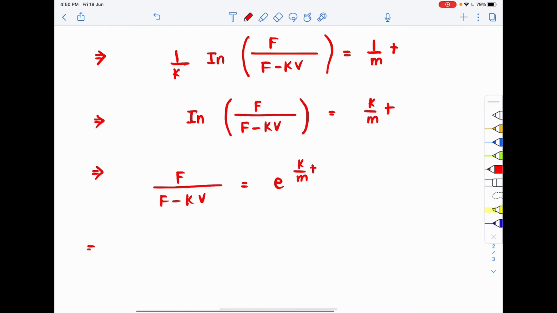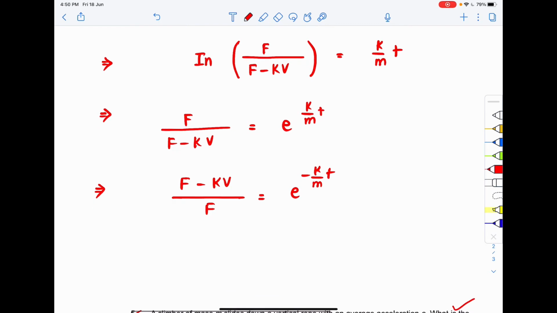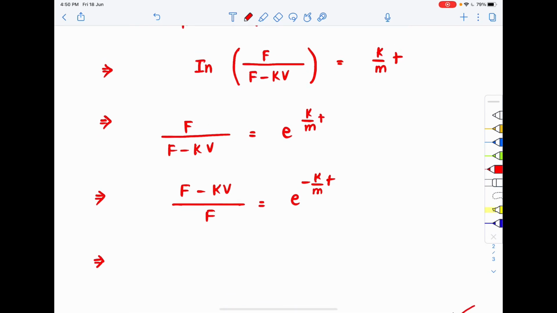Right? So from here again I can write that, now I'm taking reciprocal, okay? (F minus kv) divided by F, the other side reciprocal would be e to the power minus k by M times t, right? So from here if I just solve for v, v will be equal to your F by k times (1 minus e to the power minus k by M times t). So this will be equal to your v, okay?